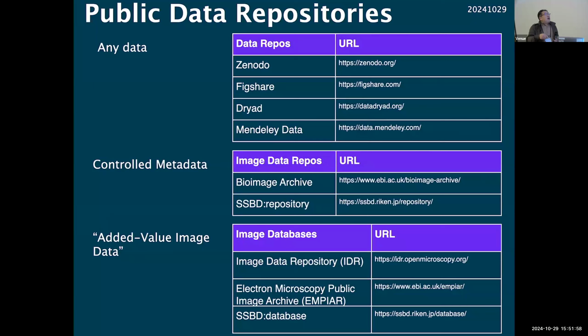Then, so this is a kind of control metadata, but there's even more added-value image data, which allows you to reuse data in full, with full information annotated with all these images, like IDR, which is from JCB, right? I don't know about these things, but again, the SSBD database is edited by image data, which is organized by Onami. Okay?